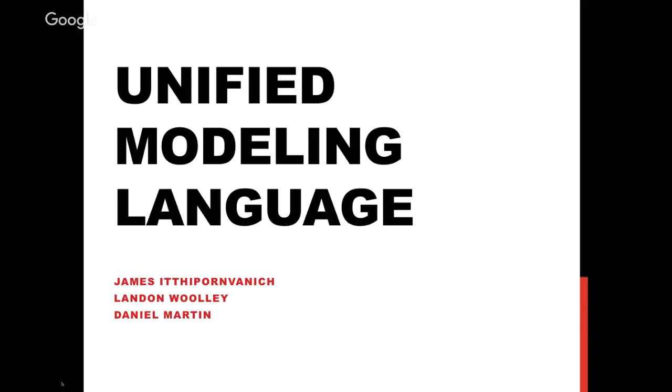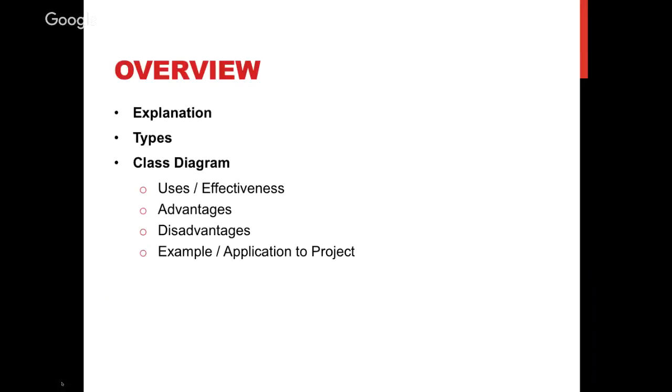Next slide, please. So the overview. Today we'll be explaining what a UML is, and we'll be talking about the different types of UML, as well as focusing on the class diagram and its uses and effectiveness, as well as its advantages and disadvantages. And we'll be giving an example of a class diagram, and then we'll be talking a little bit about the application to our project, which is the Eagle Scout project. Next slide, please.